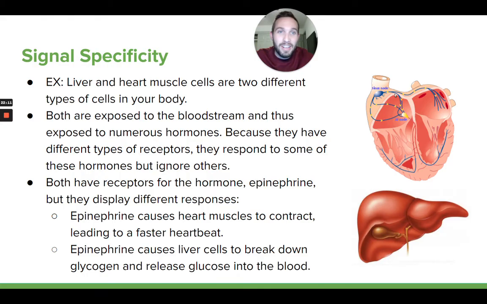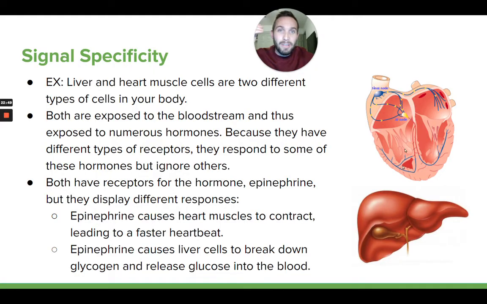A good example to show you how this allows for specificity is liver and heart cells and how they can both respond to epinephrine. Epinephrine is a hormone, a signaling molecule that's released into your blood. This hormone can bind to receptors on your heart and on your liver cells. Your heart cells have receptors for epinephrine, and your liver cells also have receptors for epinephrine. However, the cool thing is that when epinephrine binds to your heart, it produces a different response in your heart cells than when it binds to your liver cells.